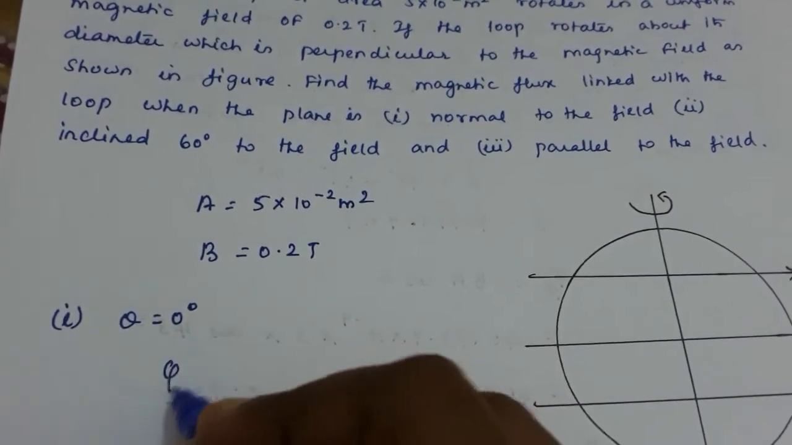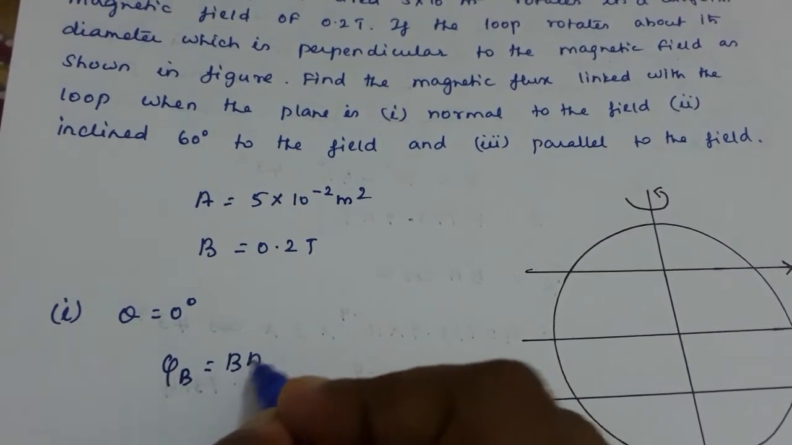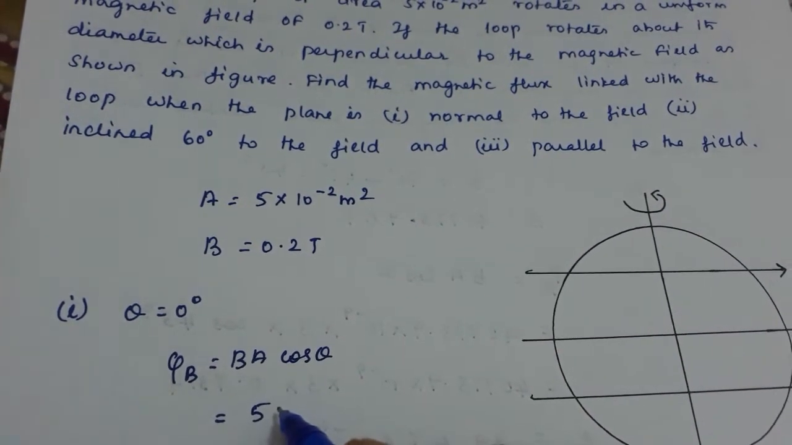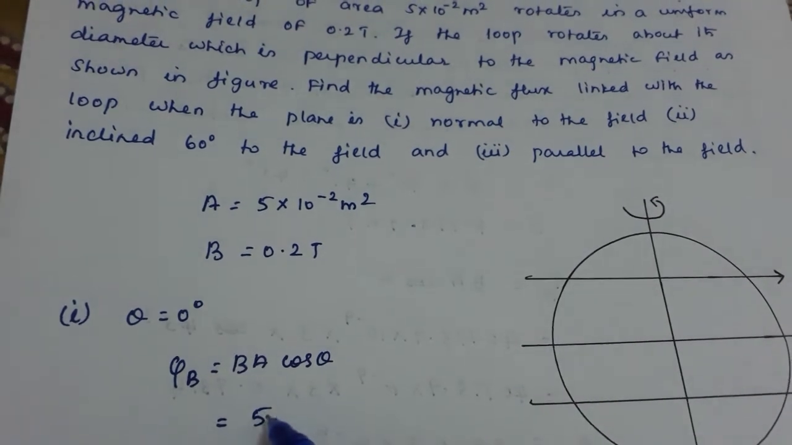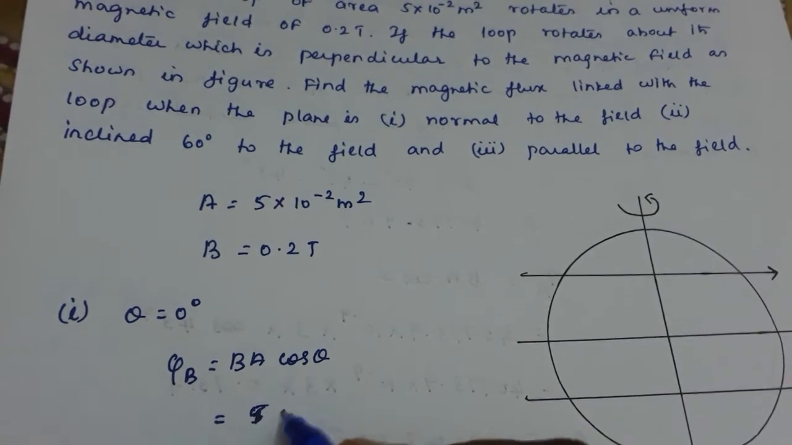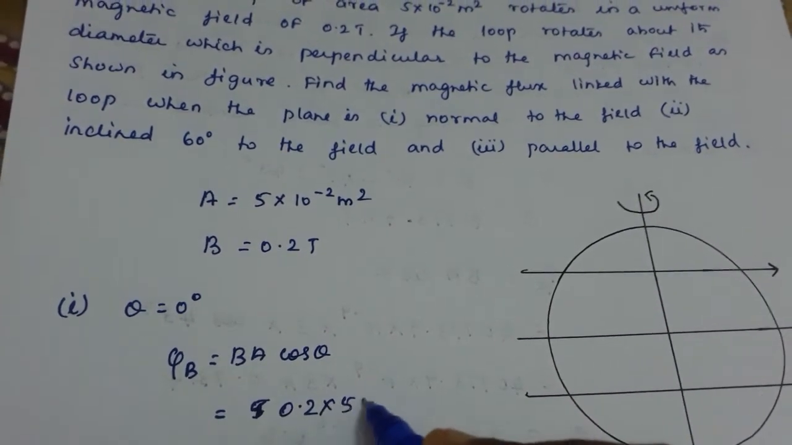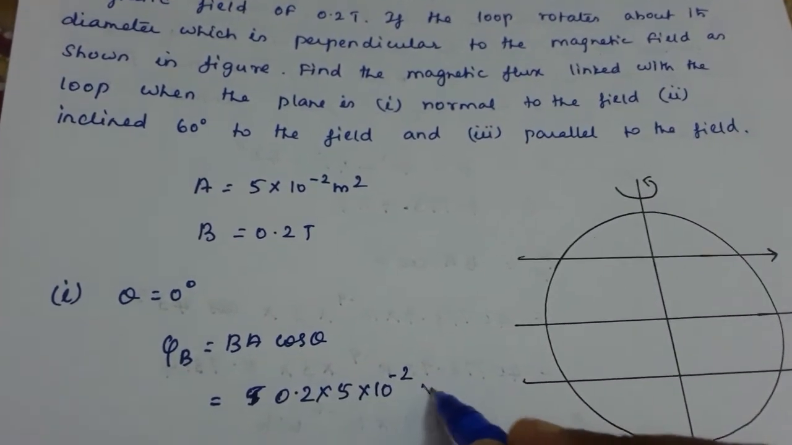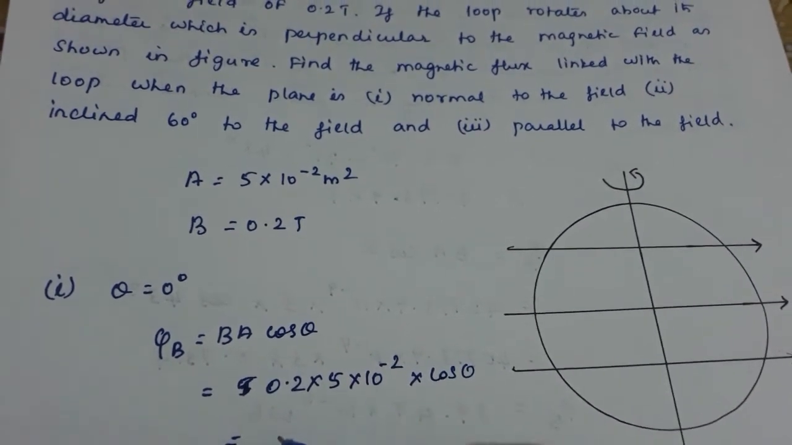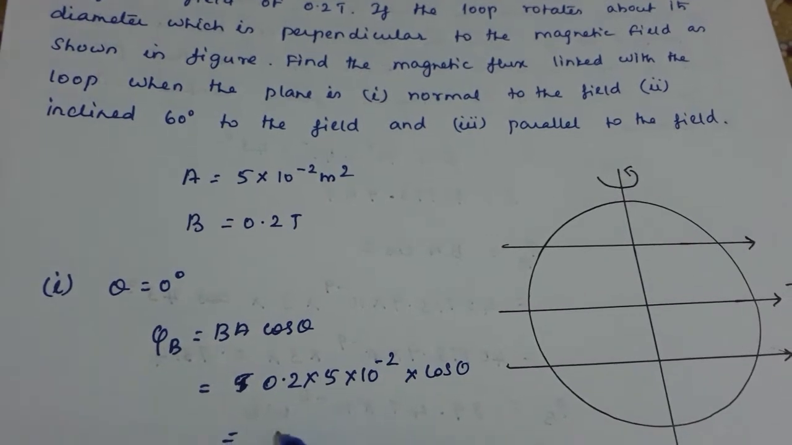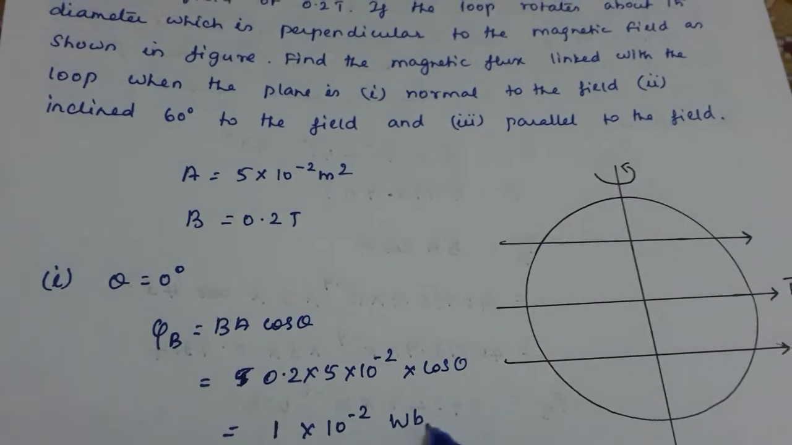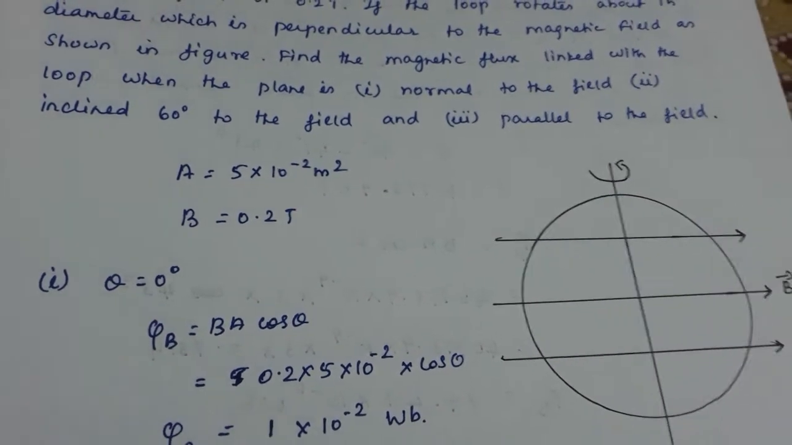So we can write phi B is equal to BA cos theta. Okay. So B value is 0.2. Therefore it is 0.2 into area, 5 into 10 raised to minus 2, into cos 0. Cos 0 is 1. Okay. So 0.2 into 5 is 1, into 10 raised to minus 2 Weber. So this is for the first case.